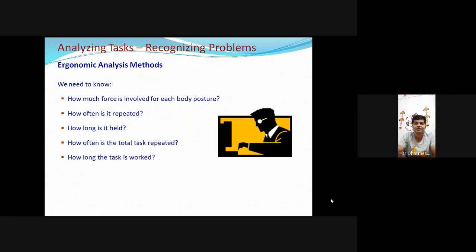Analyzing tasks and recognizing problems. As an ergonomist, we need to analyze the task first. How many hours is the patient holding the object, what work is he or she doing, under what environment, how long has he or she taken breaks in between, how often was the total task repeated throughout the day, and how much force is involved for each body posture. These are factors we need to consider before directly jumping to the final goal.